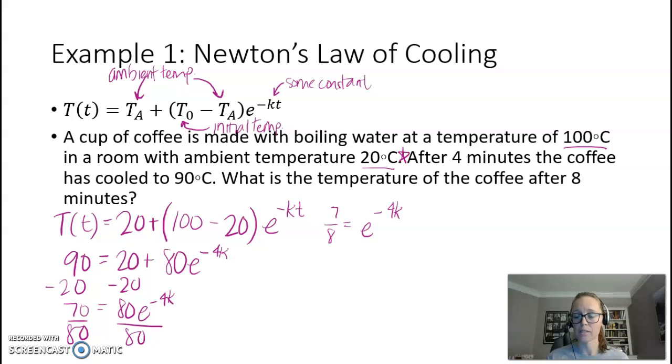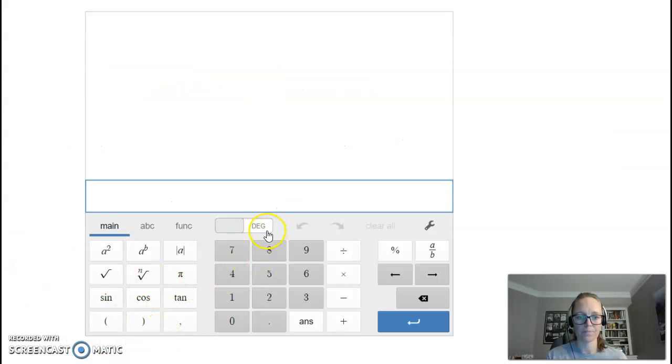Now that the exponent is by itself, I can take the log of both sides. I'm going to use natural log here since I'm in a base of e, and that's going to easily cancel out. So I have natural log of 7 over 8 is equal to the natural log of e to the negative 4k. Natural log and e cancel out because we have a log and an exponent in the same base. That's one of the properties that we learned yesterday. So those cancel out to leave me with negative 4k. The natural log of 7 over 8, I'm going to hop on over to a calculator to evaluate that. So remember that Desmos has a scientific calculator.